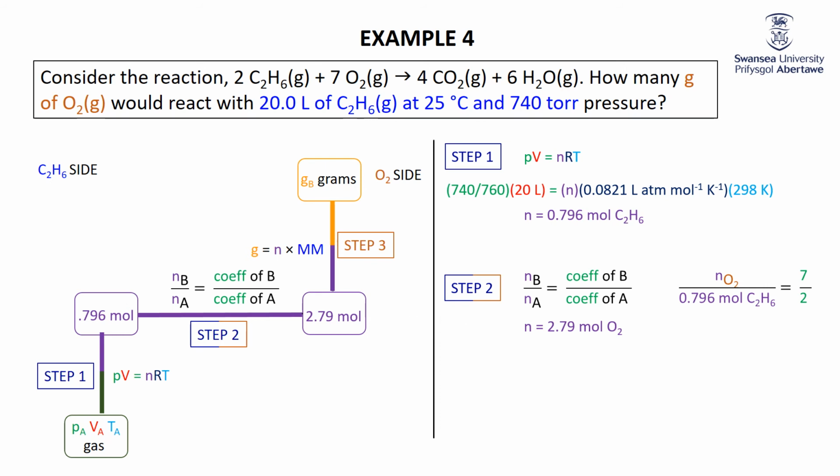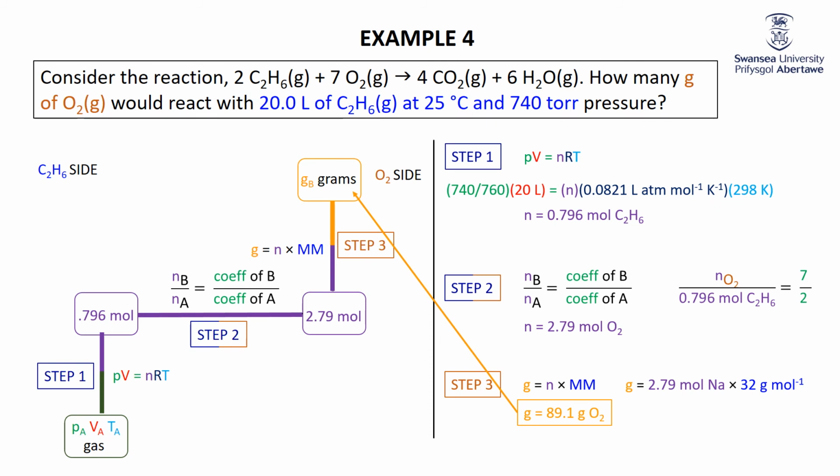Haven't quite finished because we want the grams. In step 3, we've again done that whole ton. Molar mass of O2 is 32. We know the moles, 2.79. Punch that in and we get 89.1 grams of O2. So that was our 4th example.